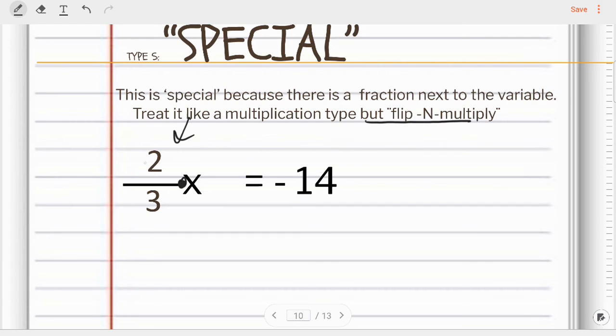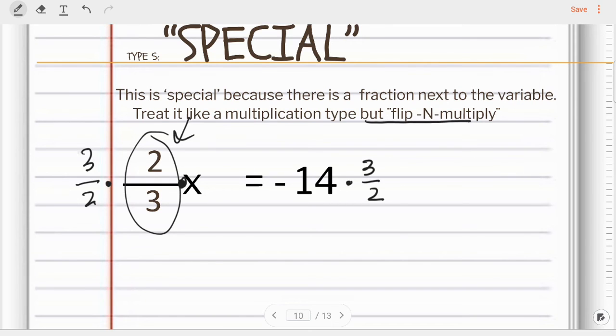Even though this is a multiplication problem, we are going to get rid of this by flipping and multiplying. We are going to multiply by 3/2. Notice that that's just this fraction flipped upside down. So I'm going to come over to this side, and I'm going to multiply by 3/2.